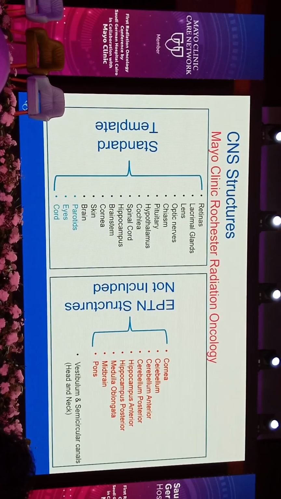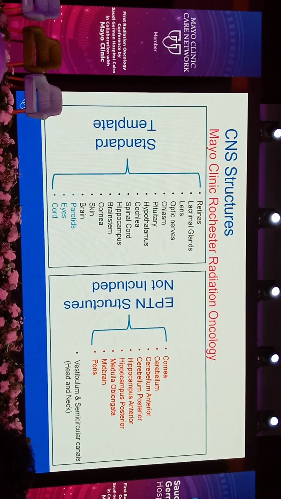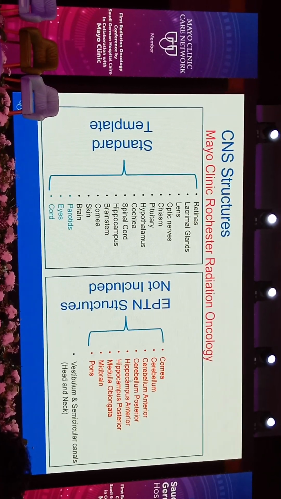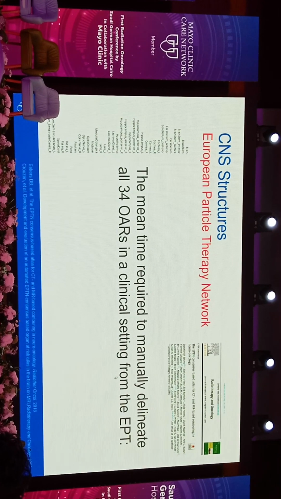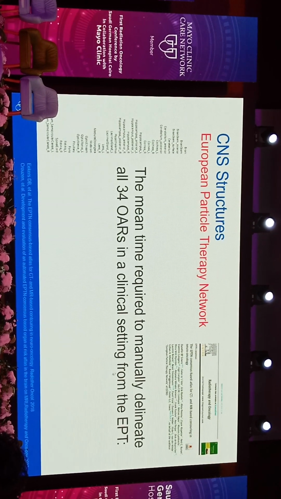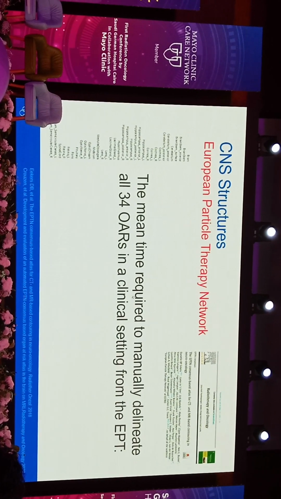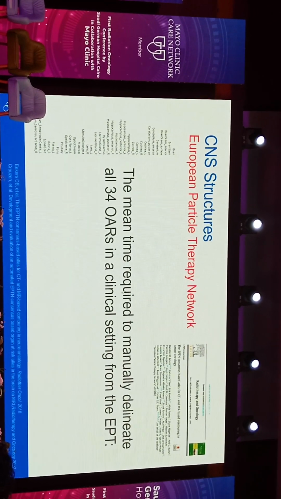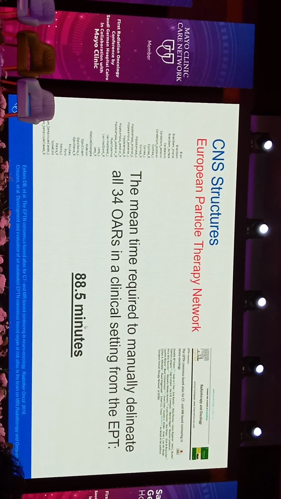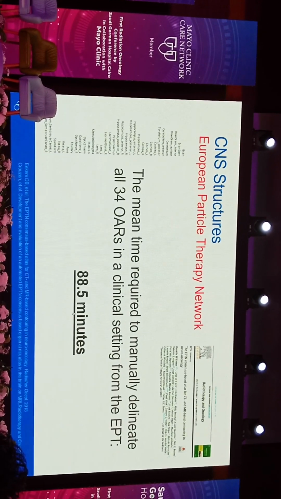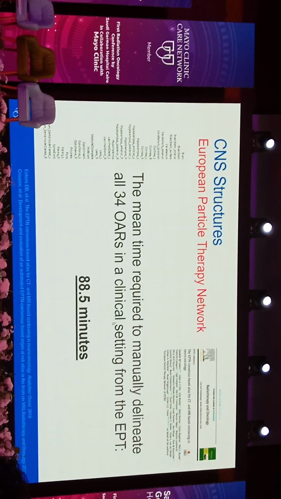Now, whether or not these structures as a substructure really make a difference in terms of dose distribution, we don't know, but we would have to contour them likely to be able to find out. And while it's tempting to add another structure to a template to contour, we have to realize that there are real costs to that in terms of time. The mean time required to manually delineate all 34 OARs in a clinical setting based on this consensus guideline was 88.5 minutes. So we're essentially looking at an hour and a half just to delineate these 34 OARs.